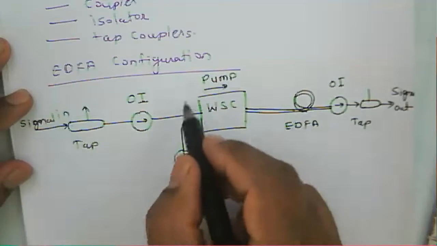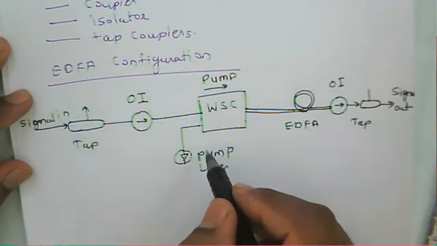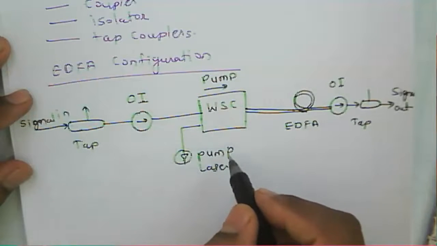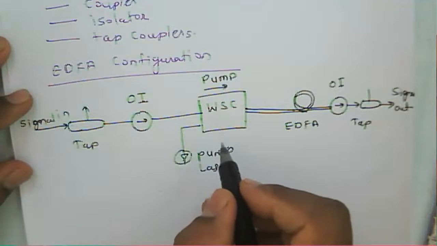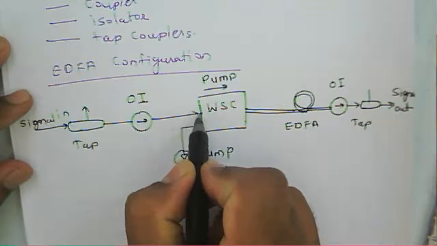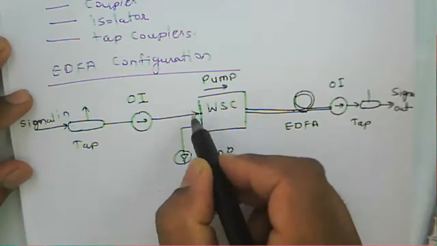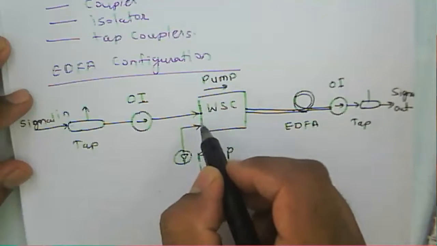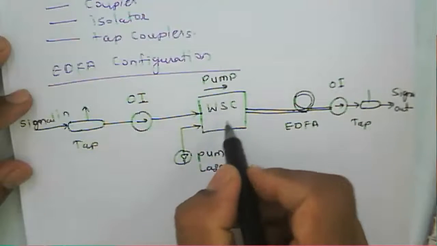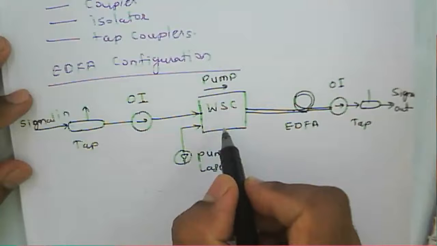Then we can consider the pump source. A pump light is injected in the direction where we are injecting the signal, that is, the pump light as well as the signal light. So both are in the same direction, and that is called co-directional pumping.